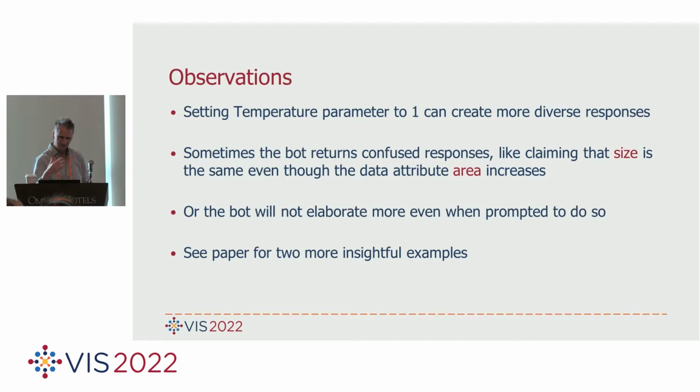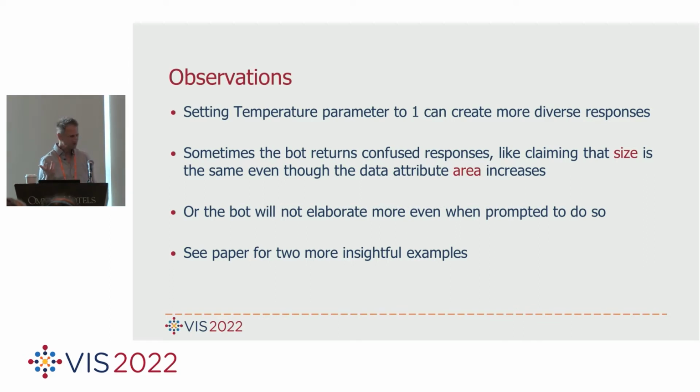So what we found out was there's something called the temperature parameter. We set it to 0 initially, but when you set it to 1, it basically gives a more diverse response. Every time you run GPT-3 on a prompt, you get a slightly different response. So it takes more risks, they say, right?